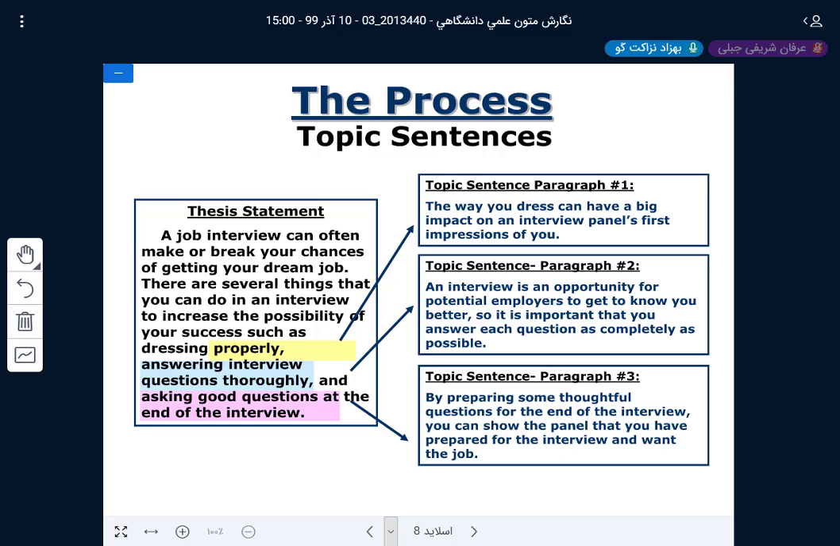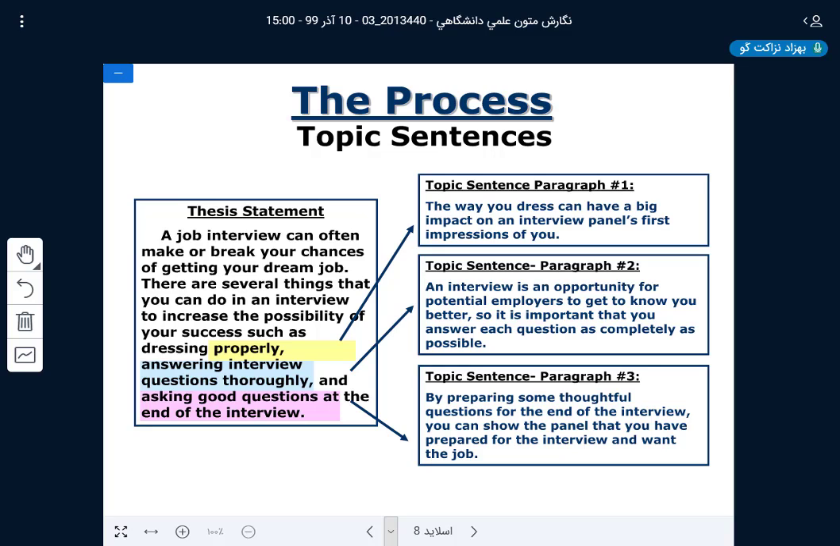A job interview can often make or break your chances of getting your dream job. This is a general statement. We know this. When you have a job interview, there are some factors that can make you successful or make you fail in this interview. So this is the general statement. Everybody knows something about this, okay?